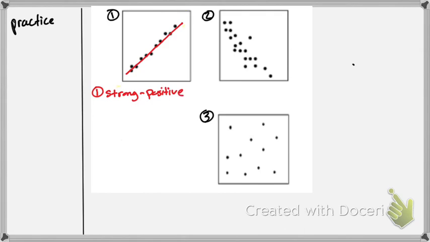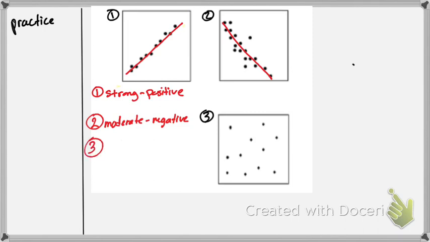Okay, let's look at number 2. If we drew a trend line going down, we can see that it is going down, so it is a negative association, but it's not weak, and it's not strong enough to say that it's a strong association. So we're going to put that it's a moderate negative association. So number 2 is going to be a moderate negative association.